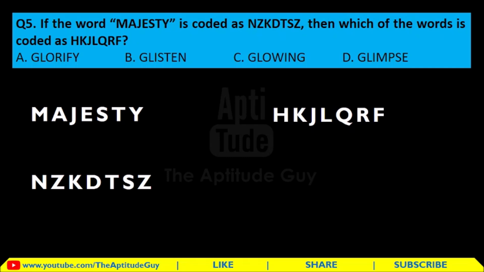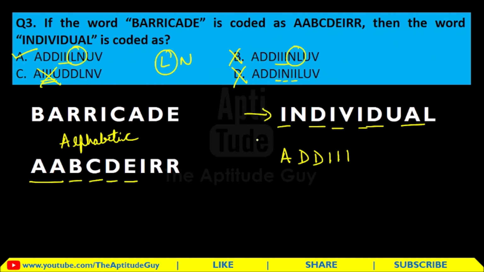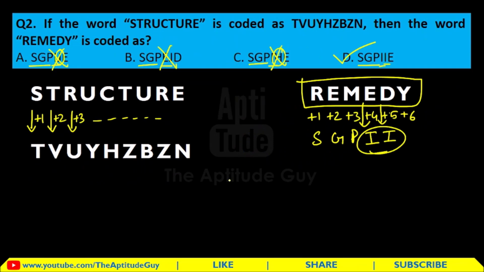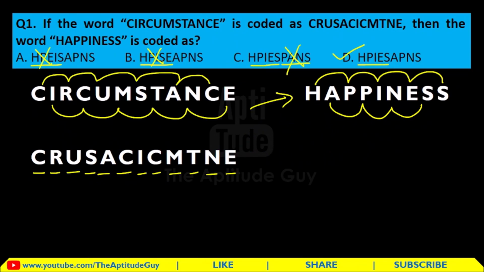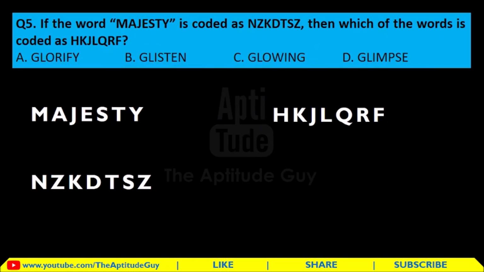Alright, let's begin. Now this question is different from all the questions that came before it. Why so? Because in all the other questions, we had the word and we had to encode it. Here also we had the word and we had to encode it. In the previous questions also we had done the same thing. But in question number 5, the coded version is already given to us. We have to decode it.